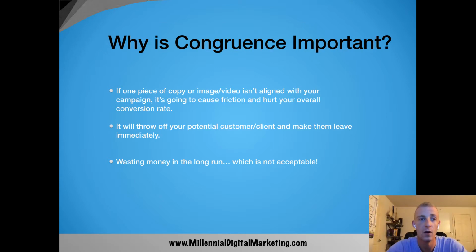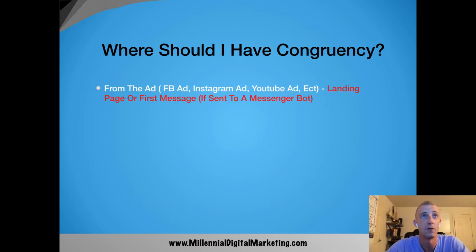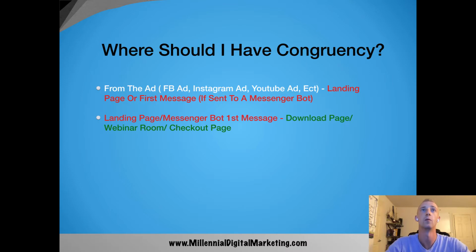This comes in from the ad video, and we're going to show you real quick where you should have this congruency. The first thing, guys, is from the Facebook ad, Instagram advertisement, or YouTube ad, to the landing page or first message if you're doing a messenger bot. What I'm basically showing you here is that from the original ad, you want congruency to the landing page, or the first message if you're sending inside of a messenger bot. This means same copy, same text, talking about the same thing, offering them the same thing. This goes for the videos on the ad and the landing page, or the first message if you're using a messenger bot growth tool.